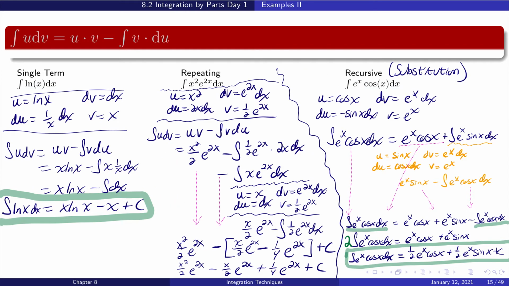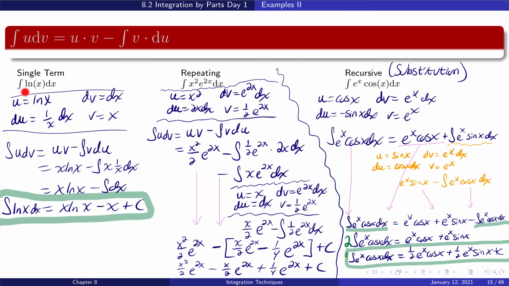Okay, so the last set of examples takes you through some specific cases. The first one is what happens when you have a single term. Despite the fact there aren't two functions, we can still use integration by parts to finish a single term question. Sometimes, if you start with an x squared, you might have to do integration by parts not once but twice. And then the last one is what's called recursive or substitution.